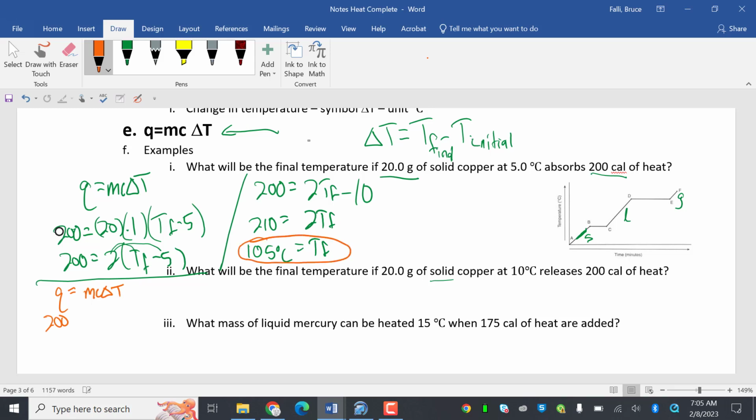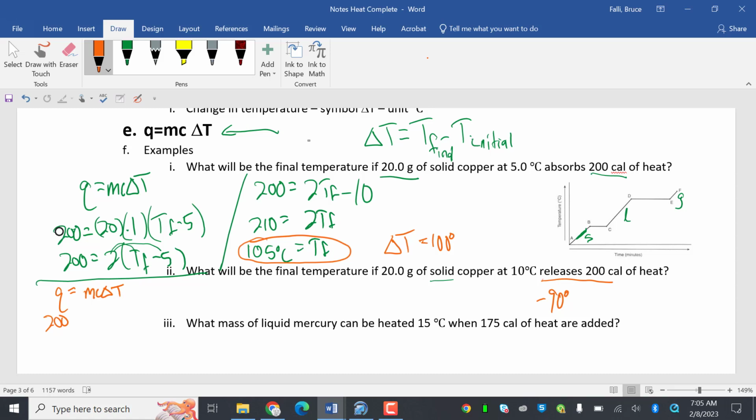The change in temperature will be the same, right? So if I went from 5 to 105, that means that delta T equals 100 degrees. But if I release 200 calories of heat, that means I'll get colder. So that means I'll just go down 100 degrees, right? So my answer is going to be negative 90 if I'm crafty. But let's see what happens here.